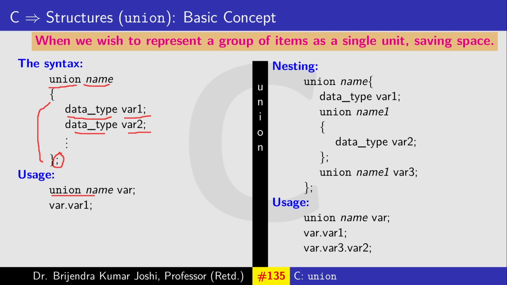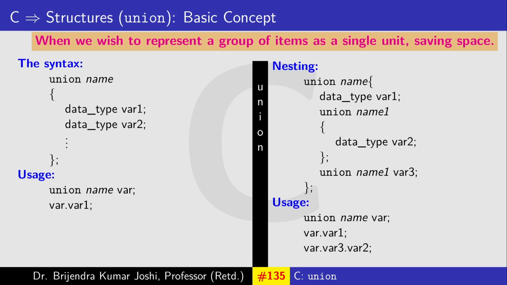But how do we use it? Union, the name of the union, and then some variable. So this is the declaration. If we want to access a variable, then we write the name of this union variable, the dot operator, and then the name of the member variable, like here. Simple.